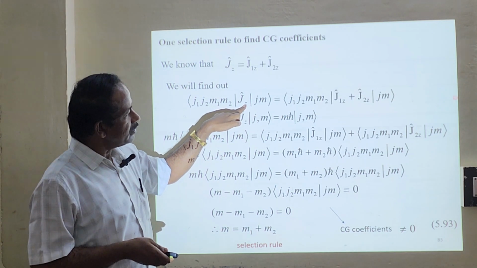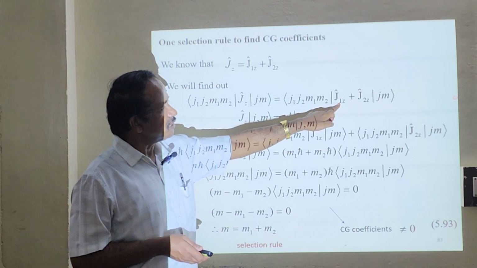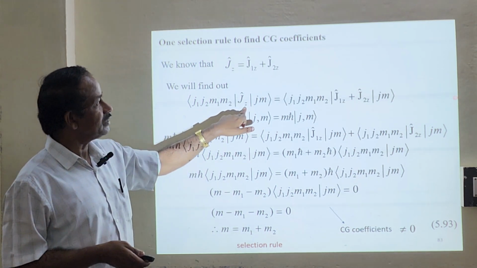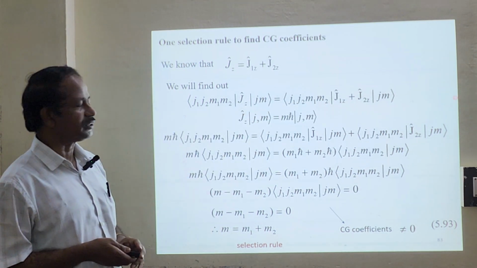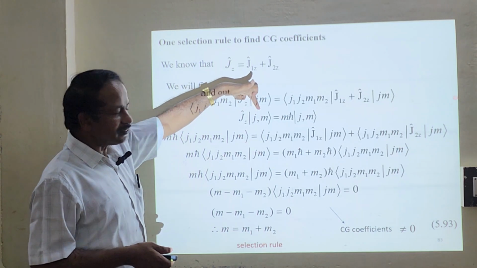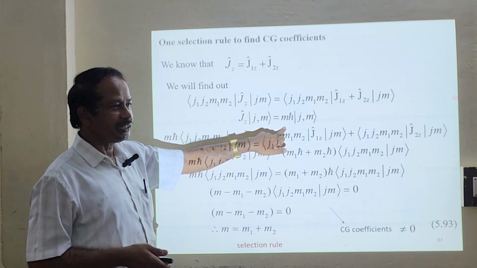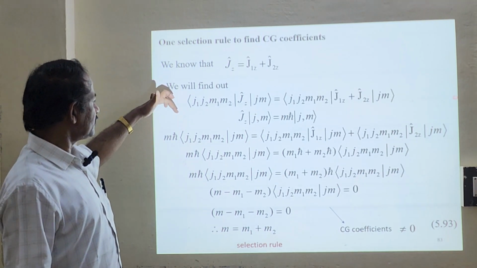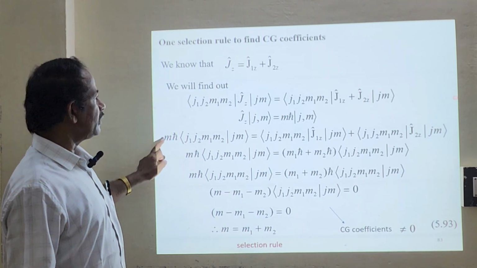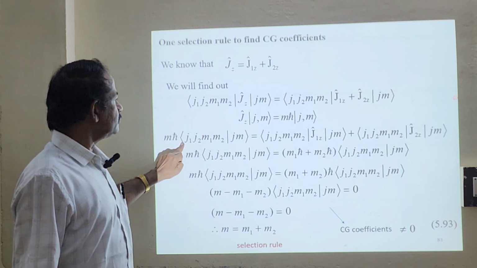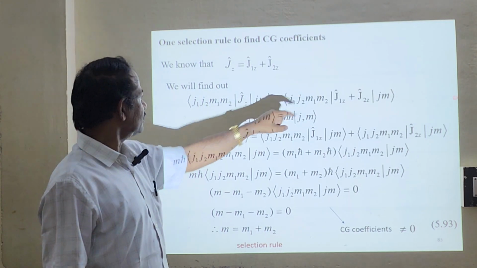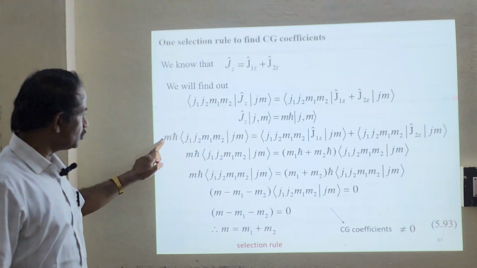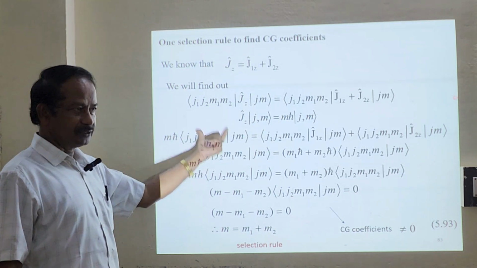So Jz can be written as J1Z plus J2Z. Jz acts on J, M and will give you M H cross J, M. We know this already. Okay, now we will take the first one. Jz acts on JM and will give you M H cross JM. So M H cross this value.